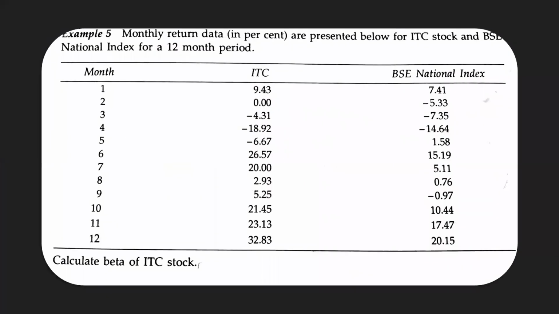Example 5 asks to calculate the beta value. Monthly return data in percentage are presented below for ITC stock and BSE National Index for a 12-month period. Calculate beta of ITC stock. When the question is to calculate a beta, it is always better to utilize the correlation formula. If the question is to calculate the beta and the alpha value, always go for the regression method. So we are going to apply the correlation method to calculate the beta value.